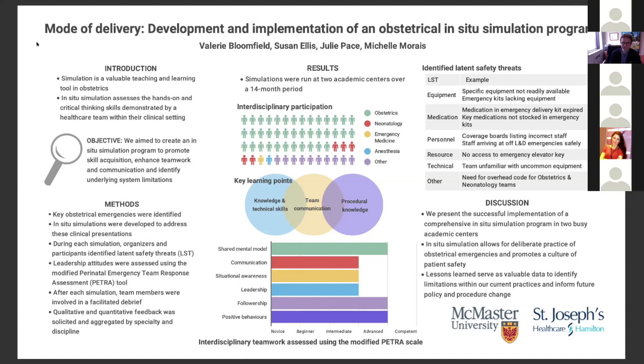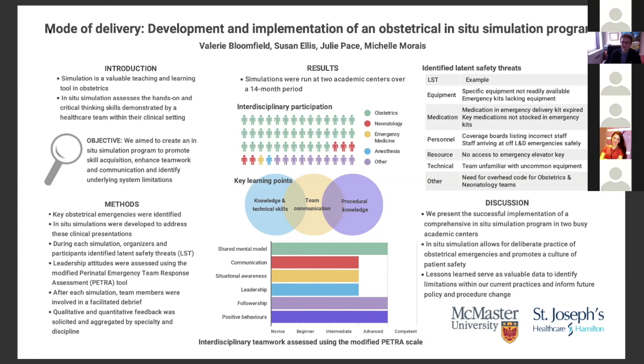At the end of each simulation, a group debrief was held, and we really placed emphasis on team performance and identification of latent safety threats. We collected written qualitative and quantitative feedback from participants and used the PETRA tool, which is the Perinatal Emergency Team Response Assessment Scale, to assess crisis management of the simulation participants. This is essentially a validated scoring system that incorporates psychometric and behavior markers to objectively evaluate team dynamics in 6 key domains that we'll touch on in a few minutes.